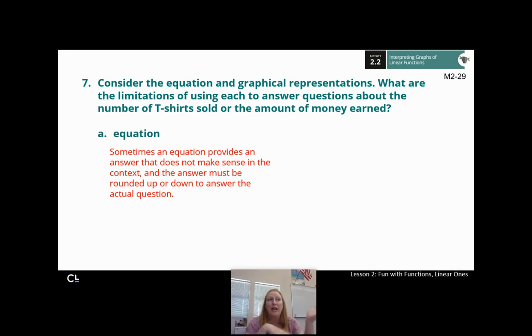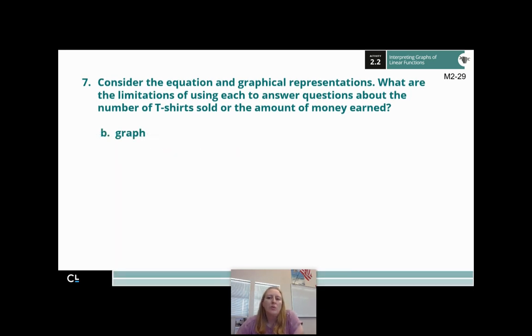We encountered that with buying ride tickets. We now encounter that with selling t-shirts at the fair, that depending on the situation, I may have to round up or round down because the decimals just didn't make sense, right? You buy a ticket or you don't buy a ticket. You sell a t-shirt or you don't sell a t-shirt. The whole 0.75 or 0.67 just doesn't make sense anymore. So you do have to watch out for that.